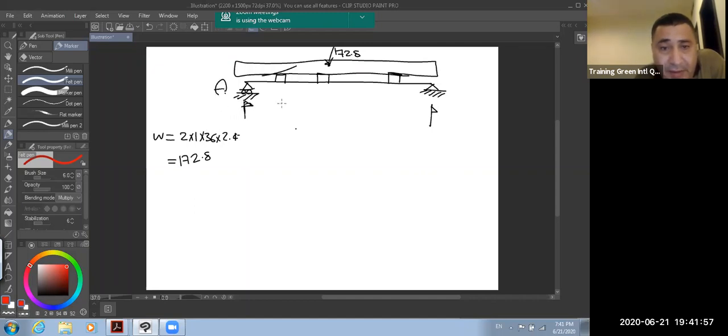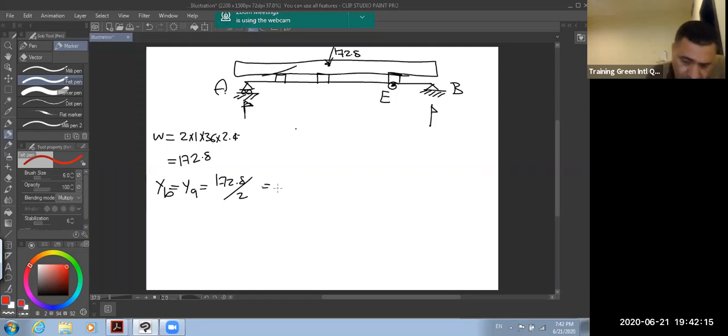So this is A, this is B, and this point is E. I need to get the moment here. So R_B equals R_A equals what? 172.8 divided by 2 equals 86.4 ton. So 86.4 ton. Giving moment, this distance is 9.